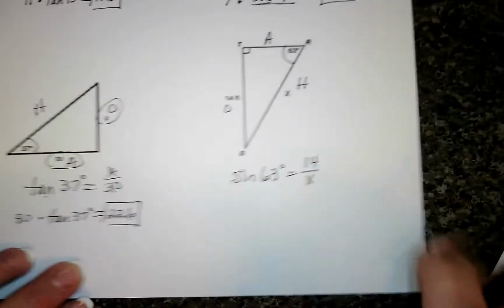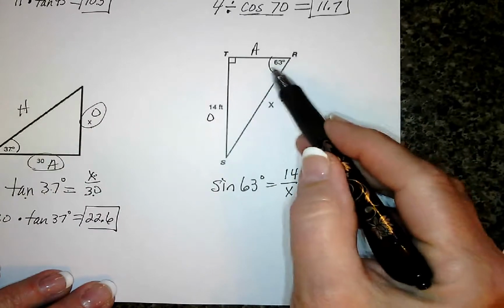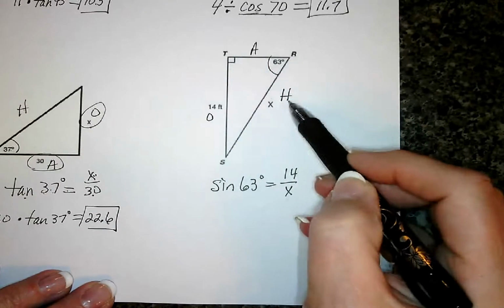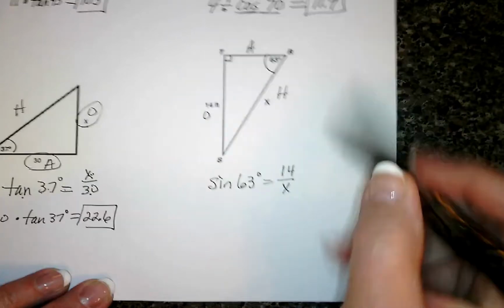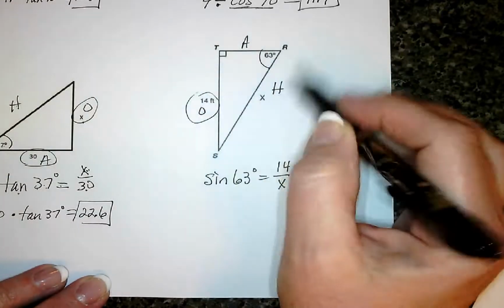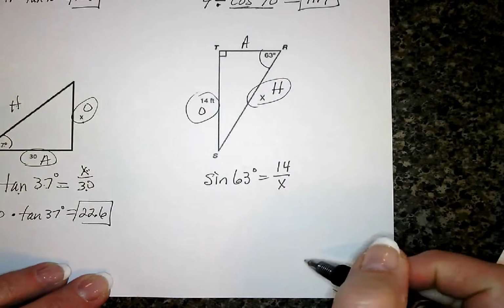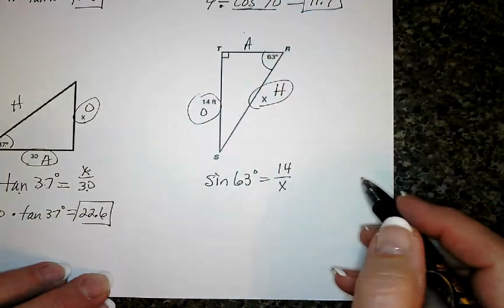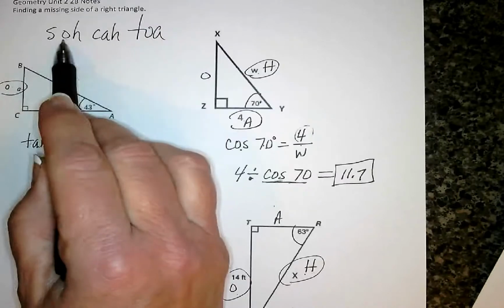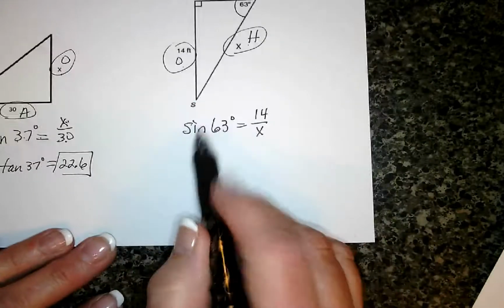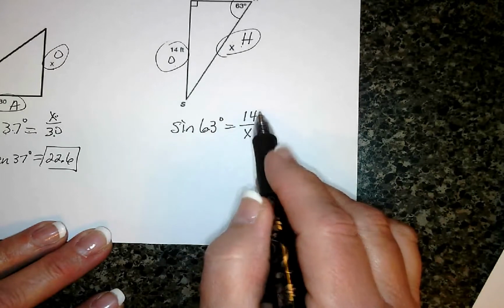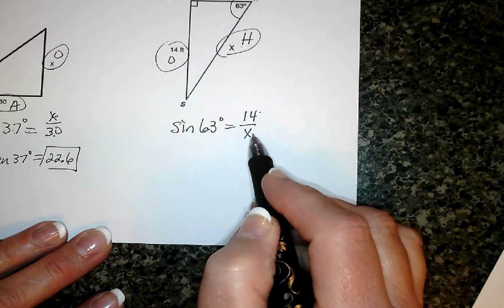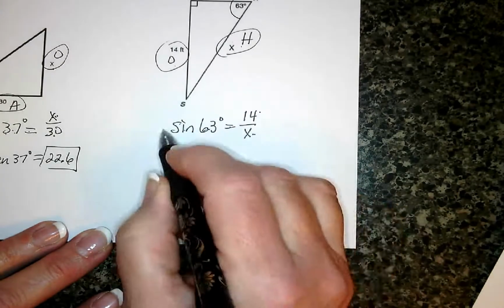And the last one, HOA is identified. Again, the longest side opposite the 60 is your H. Opposite the angle is the opposite, the O, and then right next to the angle is the A. On this one, I've got the opposite as a 14 and the hypotenuse as an X. There's nothing at the A, so I can't use the A. So opposite and hypotenuse is sine. Here's my order. Sine, angle, equals fraction opposite over hypotenuse. Okay, that is called the setup. That is writing the equation.